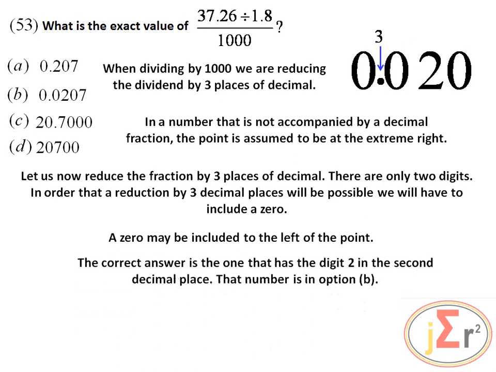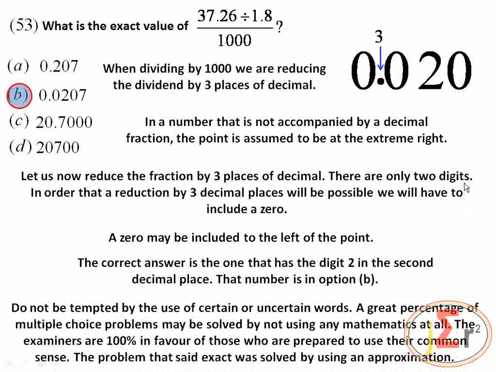0.020. The correct answer is the one that has the digit 2 in the second decimal place. We have 0.02. Which one in the options has the 2 in the second decimal place? That is option B. That one is correct. We have found the answer without actually dividing 37.26 by 1.8.